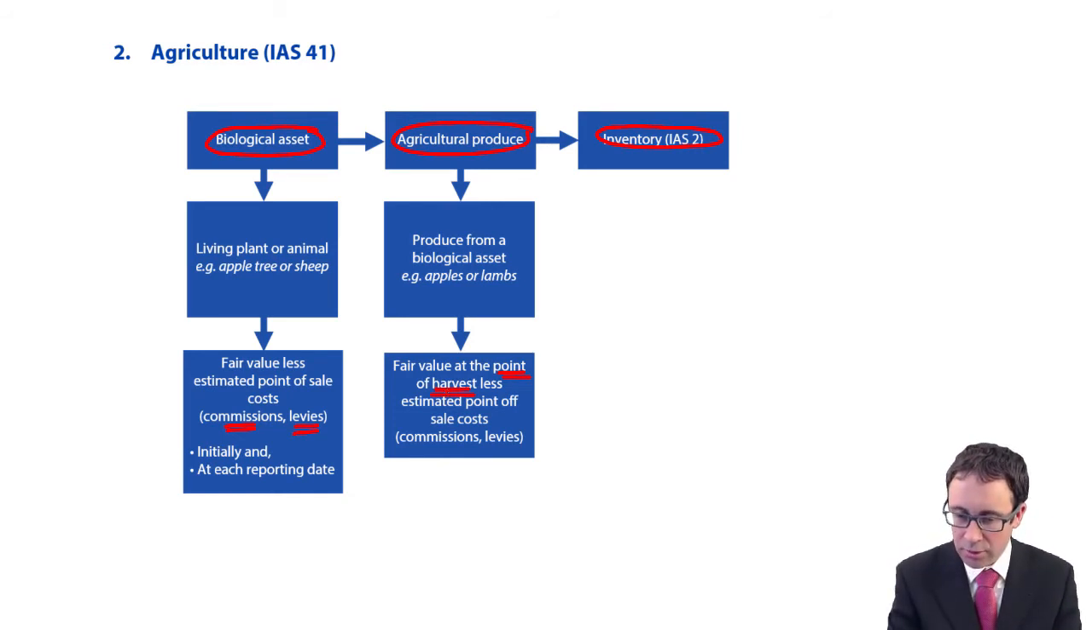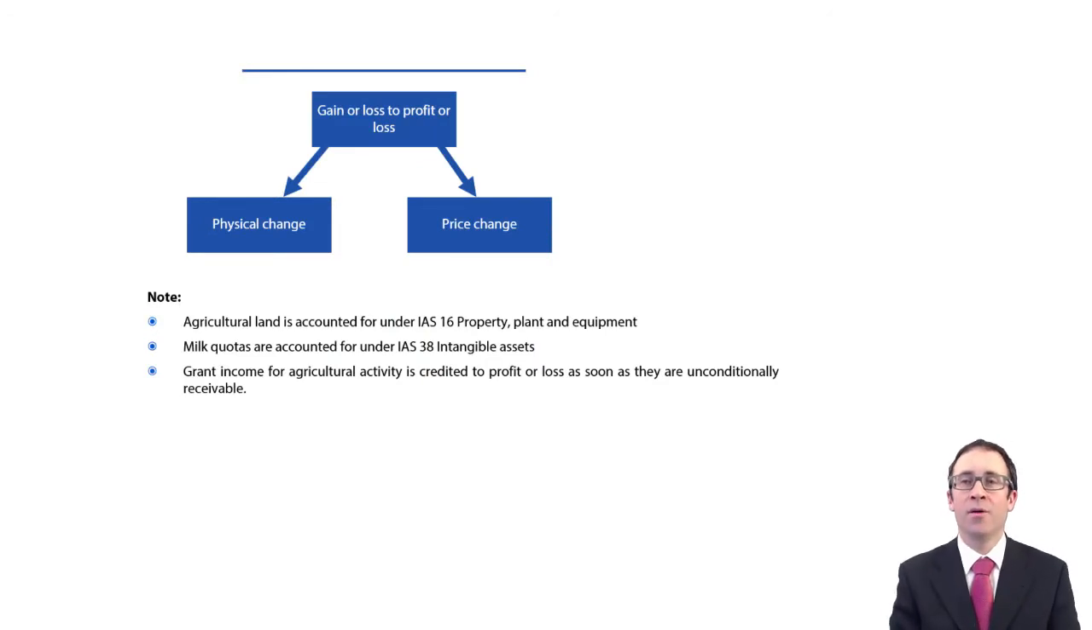There are just points to note underneath that. When you're looking at the fair value, either at the point of harvest for your agricultural produce, or the estimated fair value of the biological asset, any gains or losses go directly to profit or loss. And then within the notes to the accounts, you would need to disclose what that change is due to. Is it due to a physical change, as that biological asset has grown and therefore has an increase in its fair value? Or is it just down to a price change?